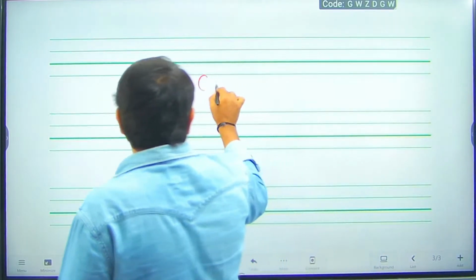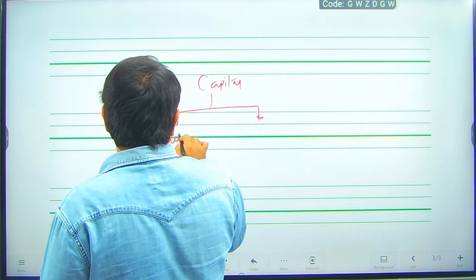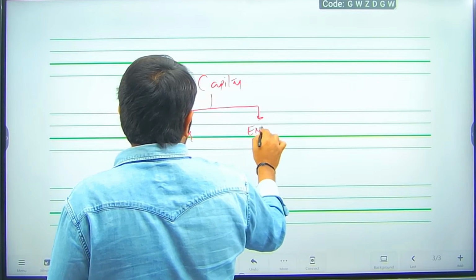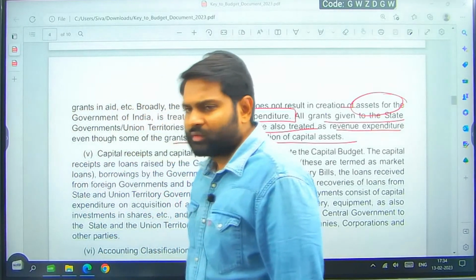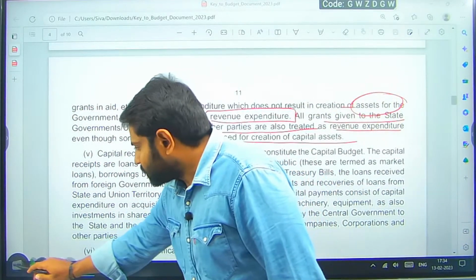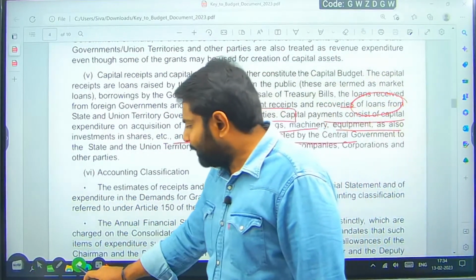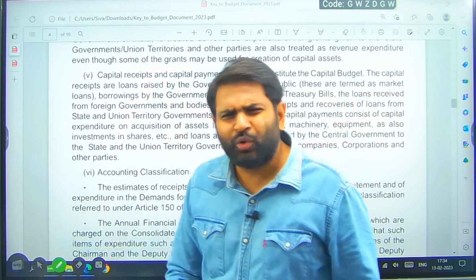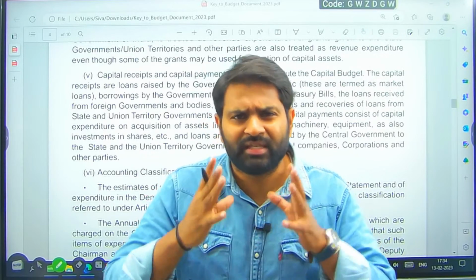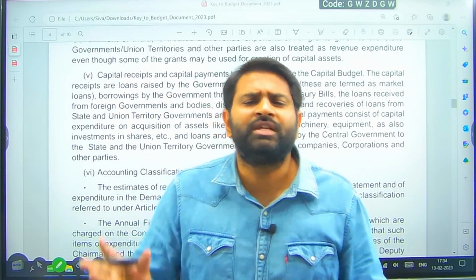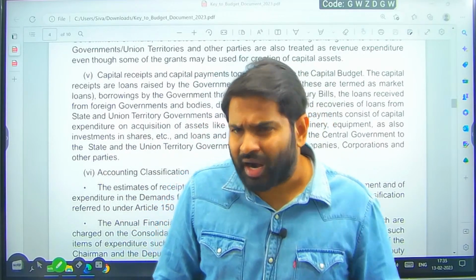In capital budget we have capital receipts and capital expenditure. So what is part of capital receipts and what is part of capital expenditure? That is capital budget. Revenue budget cannot create capital assets. That is the formula. Who is deciding all this? Who is deciding that this particular statement should be like this? There should be revenue budget, in revenue budget interest should be there, dividend should be there. Who is deciding that? Article 150.